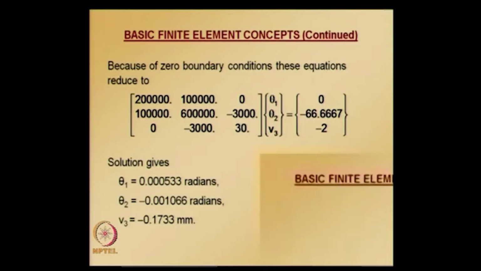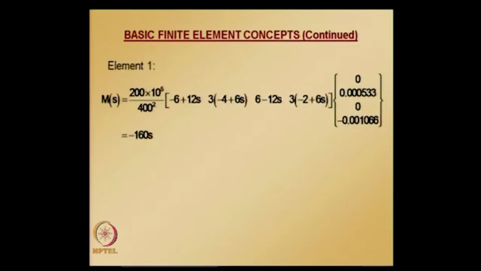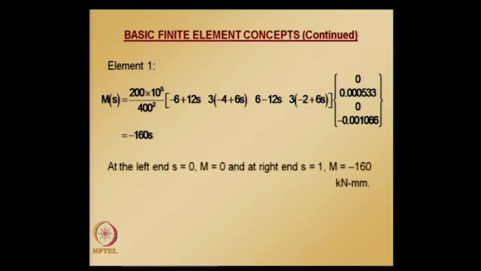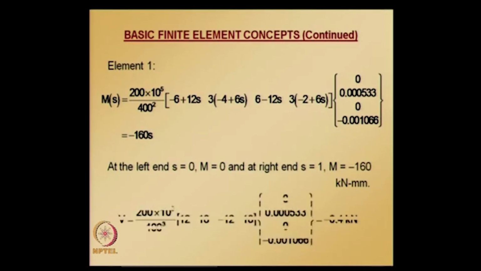So, element 1, using V1, theta 1, V2, theta 2, there is no correction here. The moment at the left end is given by substituting S equal to 0, and at the right end the moment is given by substituting S equal to 1. And for shear, again no correction is required because there is no distributed load applied; in fact, there is no load on the span or element 1.